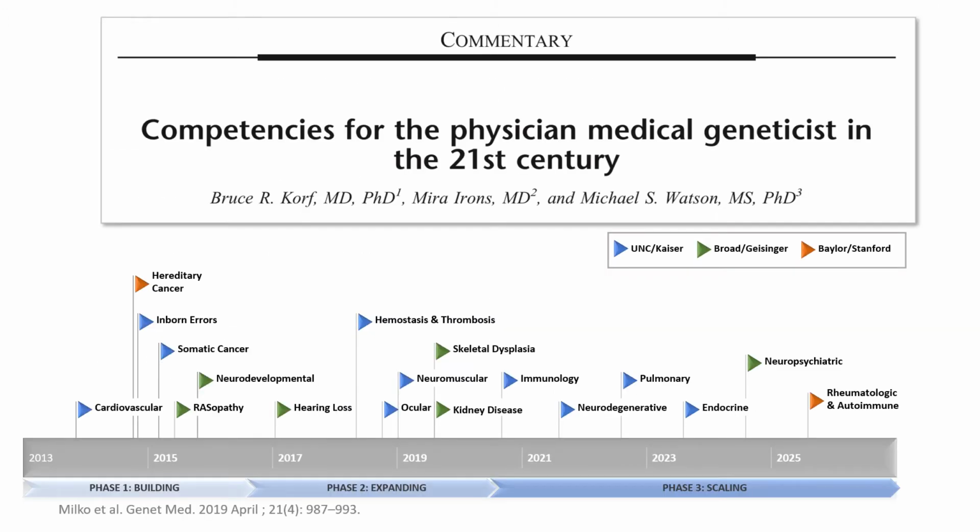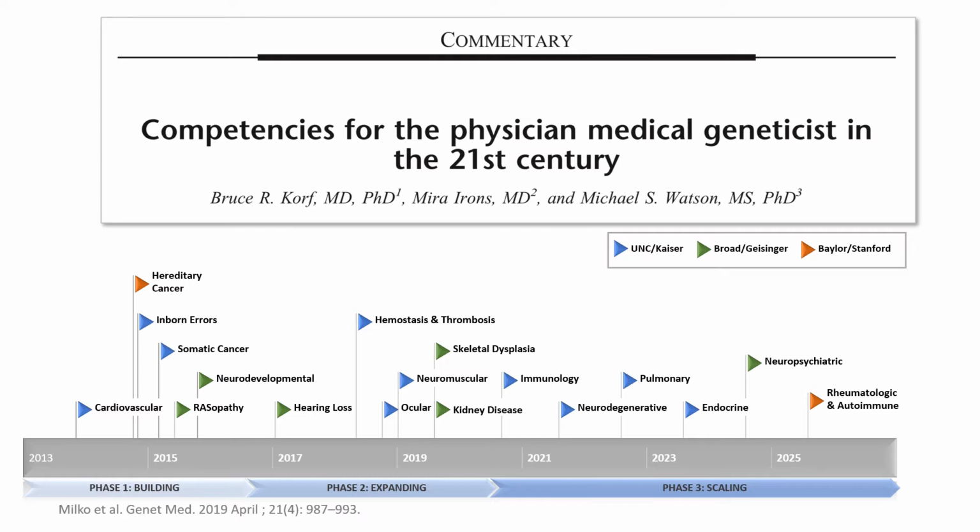The CDWGs are intended to cover all the major clinical domains, similar to those proposed for competencies for medical geneticists in this commentary by Korf, Irons, and Watson. You can see on the timeline at the bottom of this slide that we began establishing the first CDWGs in late 2013 through early 2015, and our process is described in the paper that's cited at the bottom of the page in Genetics in Medicine from 2019.